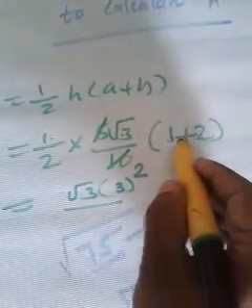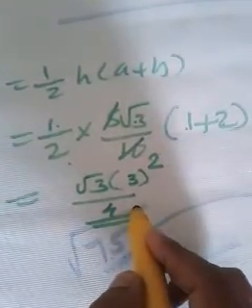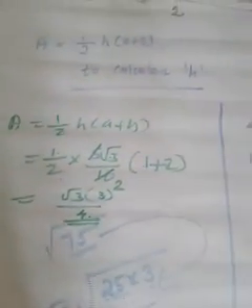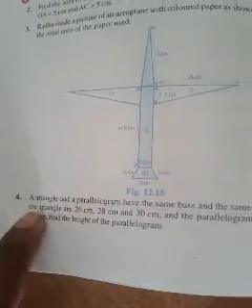1 plus 2 is 3, divided by... see, 3 into root 3 divided by 2 into 2 is 4. So the answer is 3 root 3 divided by 4. That is the answer of the tail portion only. And question number 4 is also an important question.